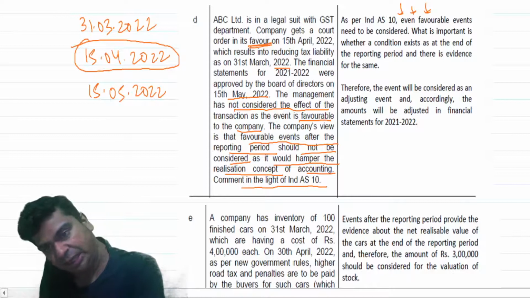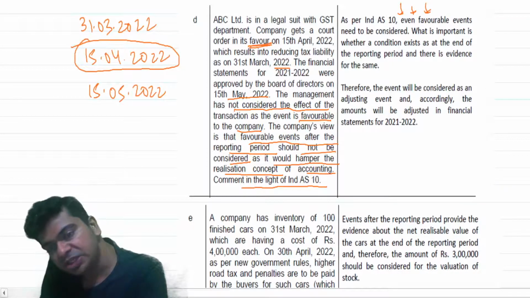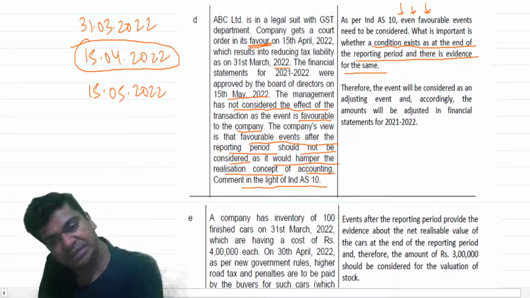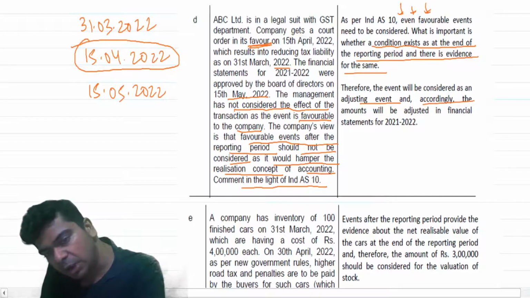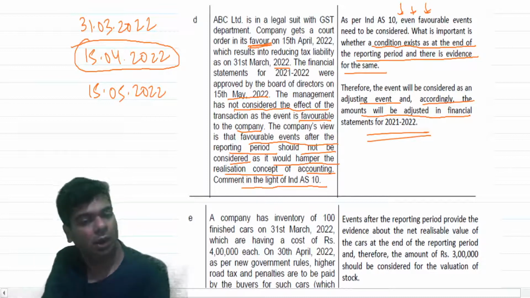As per Ind AS 10, even favorable events need to be considered. What is important is whether a condition exists at the end of the reporting period and there is evidence for the same. Therefore, the event will be considered as an adjusting event, and accordingly, the amounts will be adjusted in financial statements for the year 2021-22.